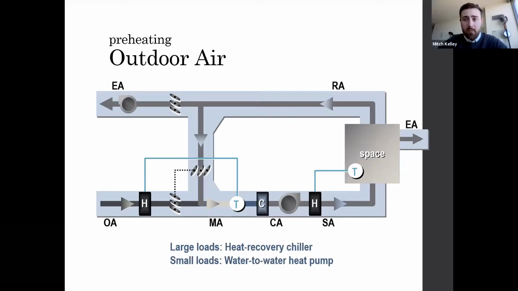Now, for very small OA loads, when there are small amounts of outdoor air being treated, the use of a small water-to-water heat pump may be beneficial. The evaporator portion of the heat pump can pre-cool return chilled water, and the condenser side can reject heat to a separate water loop used to preheat the outdoor airstream.